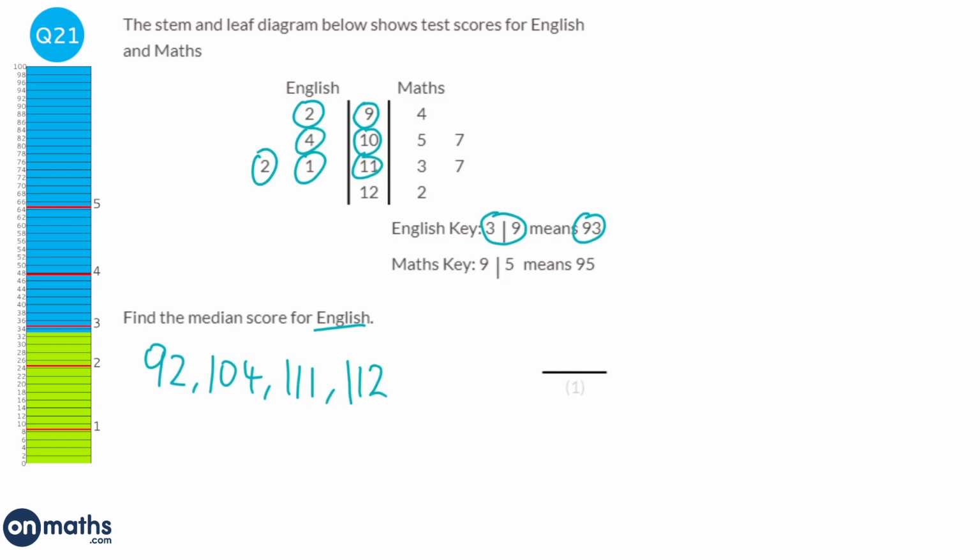So to find the median, we cross out the biggest and smallest until we're left with 1 or 2 in the middle. Here we're left with 2. So what we're going to do is just add the 104 to the 111, and divide that by 2. So when we do that, we get 107.5. So our answer is 107.5.